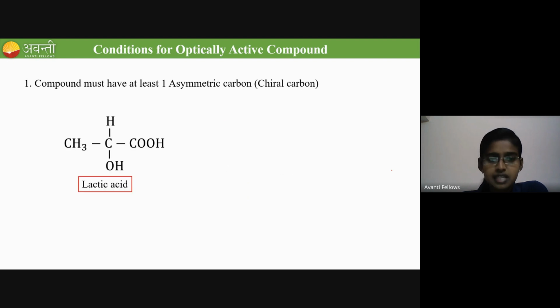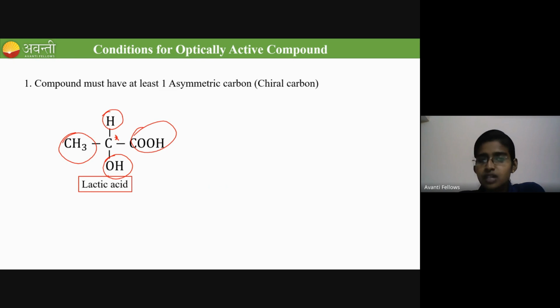And the example is here for you. So this carbon is optically active because it has one hydrogen, one methyl group, one OH group, and one COOH group attached to it. So all four groups are different. So it is lactic acid, and this is a chiral system which is optically active.